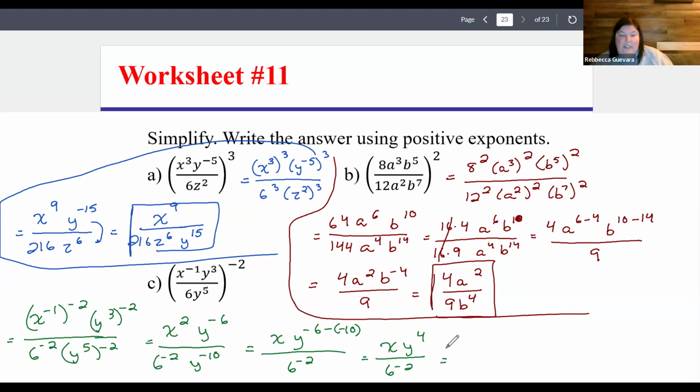So then my very last part is I just need to move this up here because that's a negative power. So it'd be 6 to the positive 2, x, y to the 4th. Technically it's over 1. So if you divide by 1, we can kind of ignore that because it's just going to leave the number. So we have 6 squared, which is 36, x, y to the 4th.